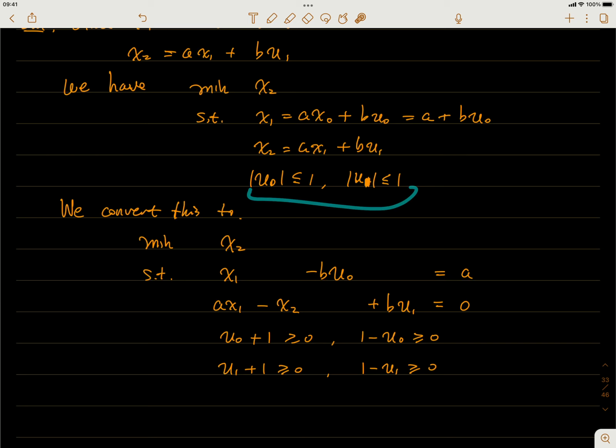For these two constraints, we know that they can be written as, for example, this one can be written as u_0 less than or equal to 1 and u_0 greater than or equal to -1. In that case, this simply becomes two inequality constraints like this. Every one of them is in the form of a linear function, so we know that these are just linear inequality constraints. So this is a standard form. Remember that there are four variables to be solved for: x_1, x_2, u_0, and u_1.